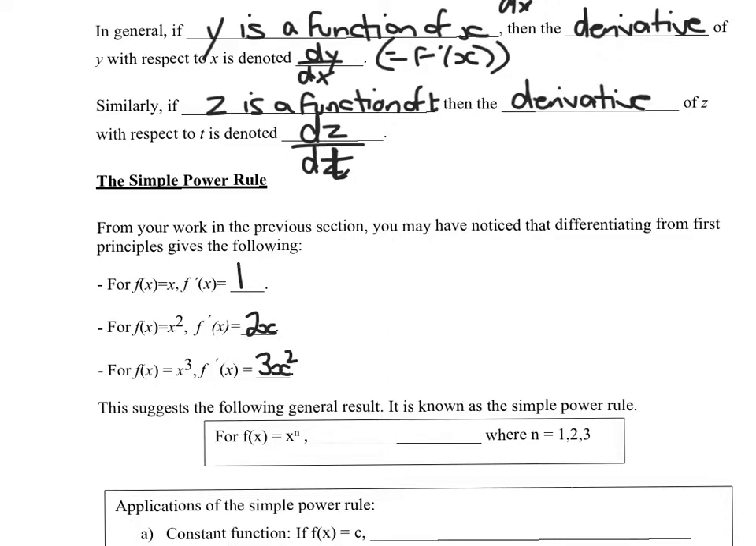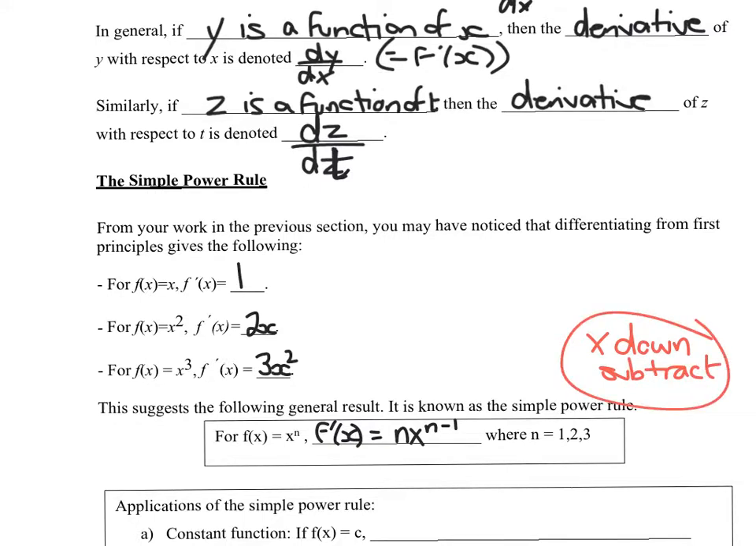So this suggests the following general result, which we call the simple power rule. If we have f of x equals x to the n, f dash of x equals n times x to the n take 1. We multiply down and we subtract 1, okay? As we go through this, I might say some rules. So here we multiply down, subtract 1.